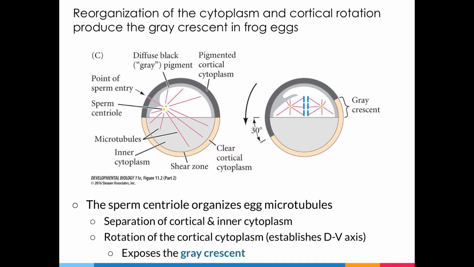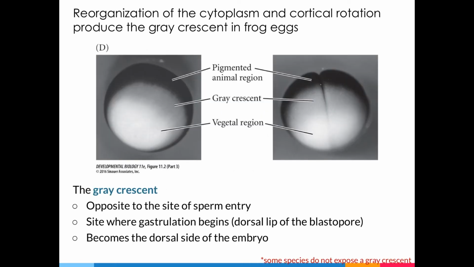And the movement of the cortical cytoplasm sometimes exposes a region of the inner cytoplasm that appears gray. And that region of exposed gray cytoplasm is known as the gray crescent. That's located directly opposite to the site of sperm entry. The region of the gray crescent marks the site where gastrulation begins, and even in species in which a gray crescent is not exposed, the cortical cytoplasm still rotates relative to the inner cytoplasm. This means that the site where gastrulation starts is going to be at the side opposite of sperm entry, which becomes the dorsal side of the embryo.